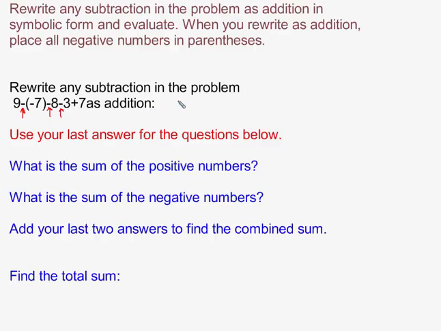So I'm going to copy the 9, change the first subtraction to addition. This only works if you change the sign on the number that you were subtracting. It was a -7. I would change it to +7.